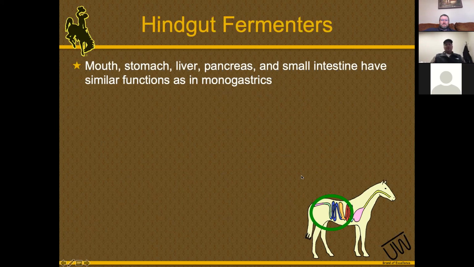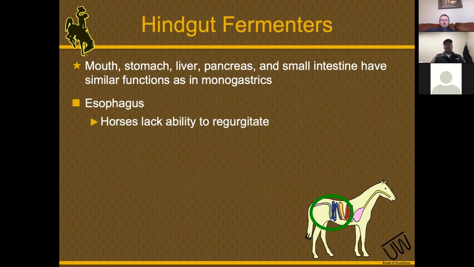So the mouth, stomach, liver, pancreas, small intestine, very similar to monogastric. They have the same basic functions. Okay, horses lack the ability to regurgitate. They have a 1-way valve, okay? I've always heard, and I can't tell you if this is technically correct or not, I need to hear it from a vet, but if you have a horse that regurgitates, he's probably going to die because that's really bad. So horses don't puke. Cows and other animals can regurgitate. Horses can't.